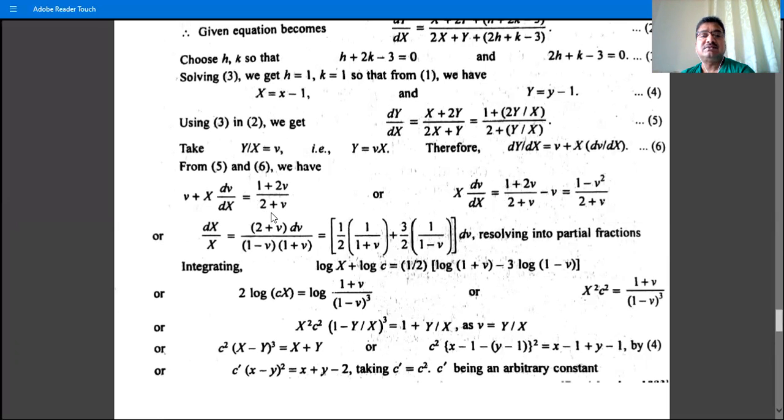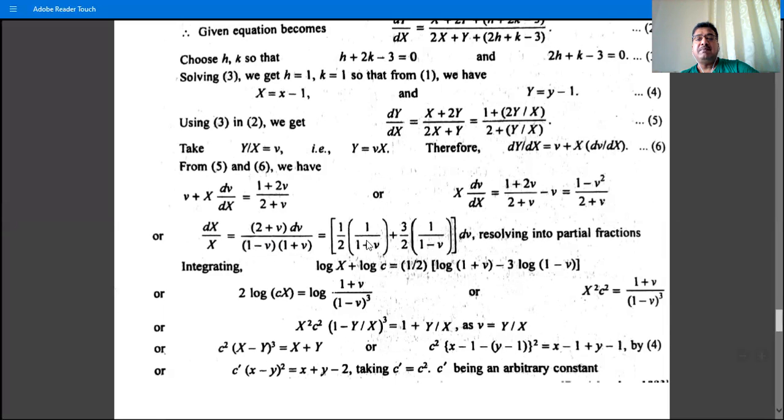So shift this dX to the RHS and this X to the RHS. So after separating the variables, what do we have? 2 plus v divided by 1 minus v square dv is equal to dX by X. Okay. And then we have to integrate both sides. In order to integrate this, we have to factorize 1 minus v square as 1 minus v, 1 plus v, and then obtain the partial fractions of 2v divided by 1 minus v, 1 plus v.